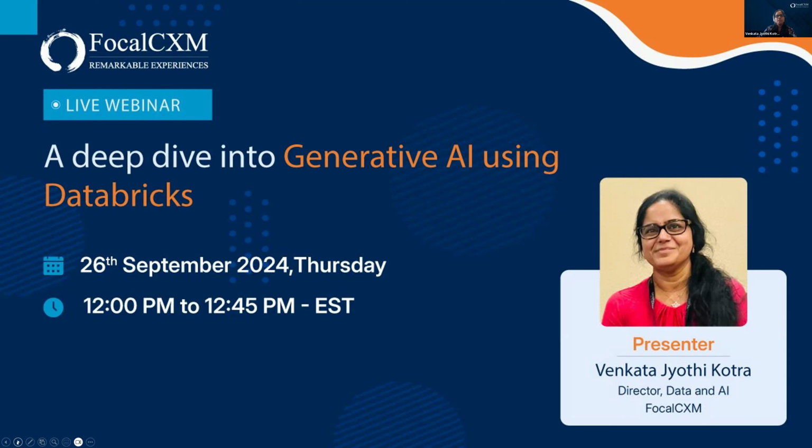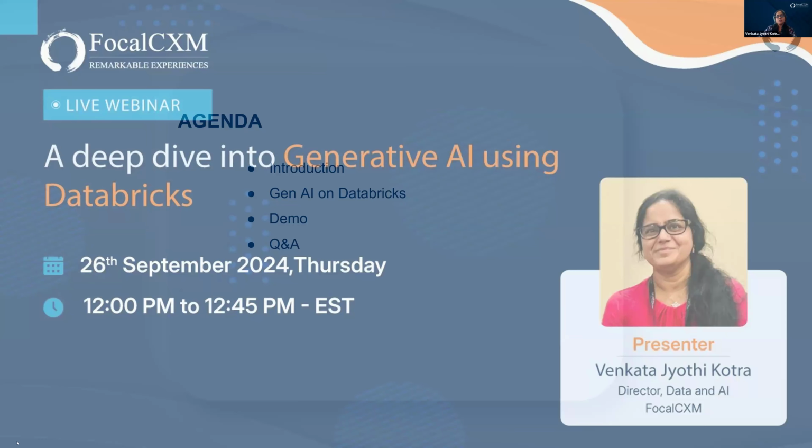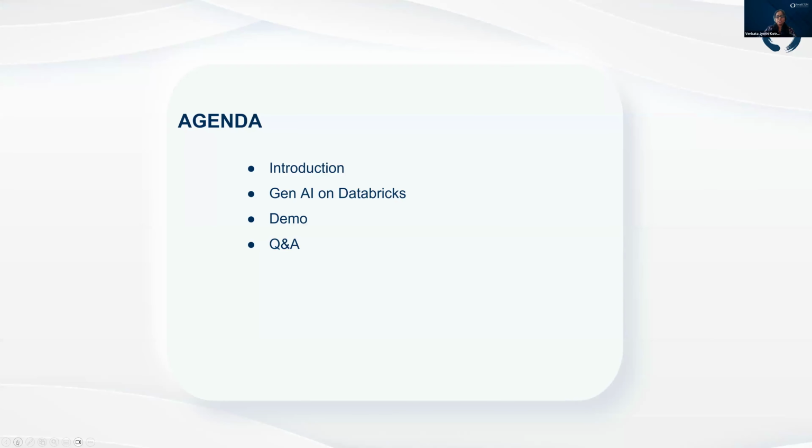We will dwell deeper to learn expert design patterns of LLMs like prompt engineering, retrieval augmented generation, which is popularly known as RAG, fine tuning, and explore the power of Unity Catalog, MLflow, Mosaic AI, and more cutting edge tools available on Databricks. Here is a quick peek at the agenda and topics to be discussed today in the webinar. First, we'll start with the introduction on Focal CXM, then move on to Gen AI on Databricks, and then I would showcase a deep dive demo on how to implement LLM, followed by Q&A session.